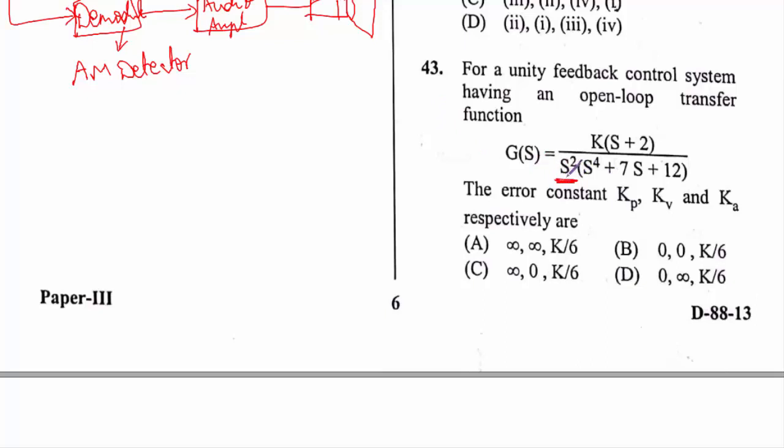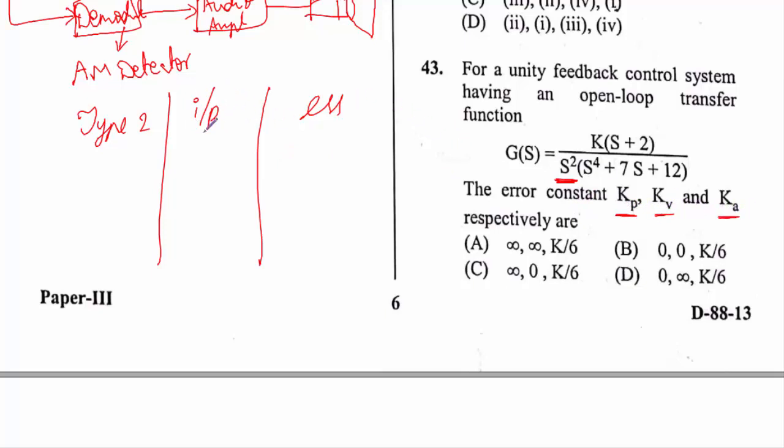How can I define type? It is the number of poles at origin, so we will be having type as 2. We need to compare type with input. With respect to these two, you need to calculate the steady state error and the error constants Kp, Kv and Ka. In the case of Kp, the position error constant, you will be giving a unit step input. In the case of Kv, the velocity error, you will be giving a ramp input. In the case of Ka, you will be giving a parabolic input, right?